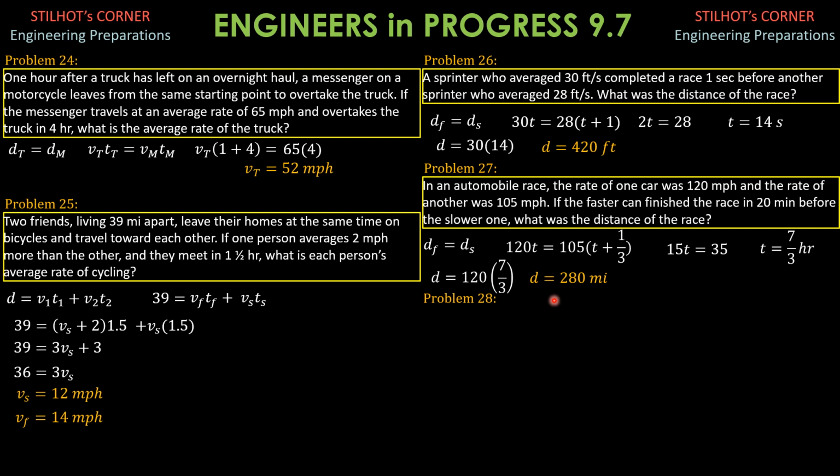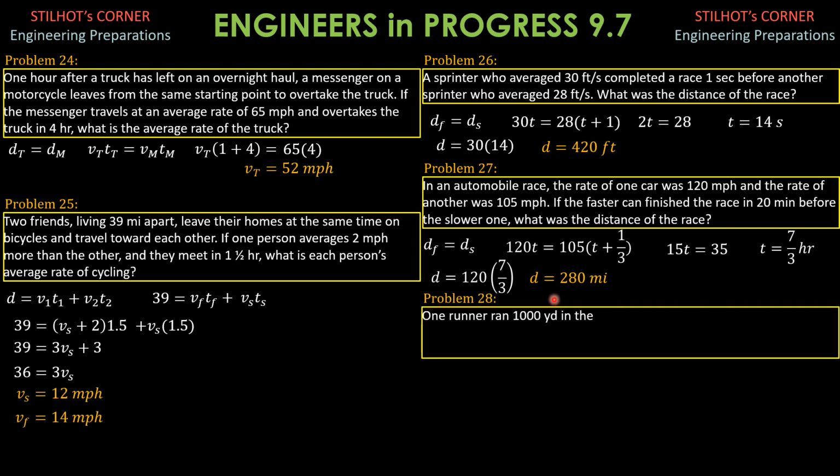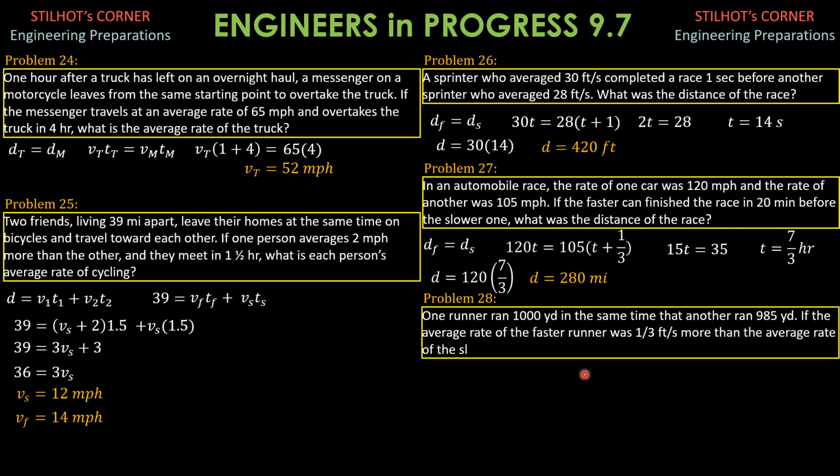Then lastly, for this video, problem 29. One runner ran 1,000 yards in the same time that another ran 985 yards. If the average rate of the faster runner was 1/3 foot per second more than the average rate of the slower runner, what was the average rate of each runner? So time is the same, and time is distance over average speed. They have different distances, but what is important in this problem is the time is the same.